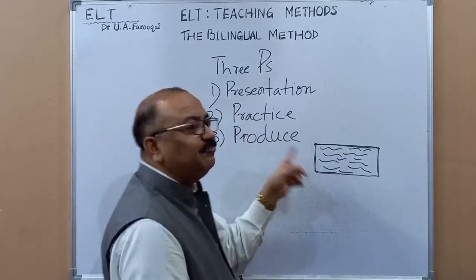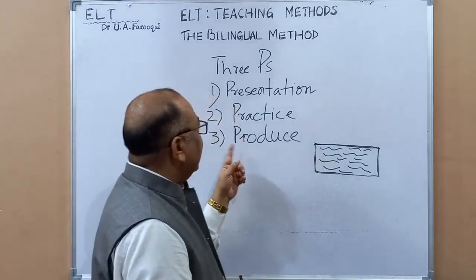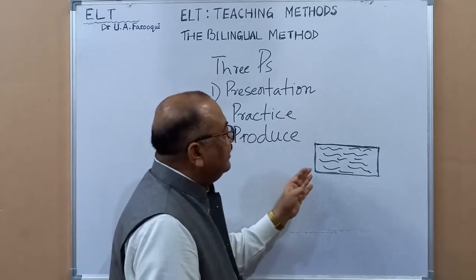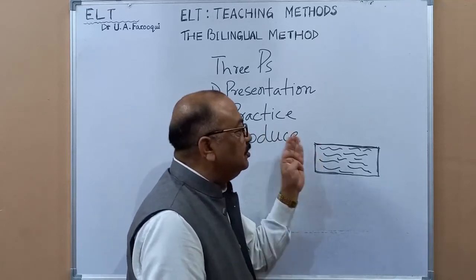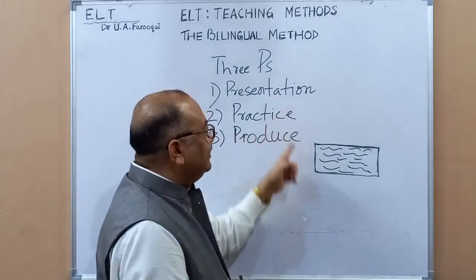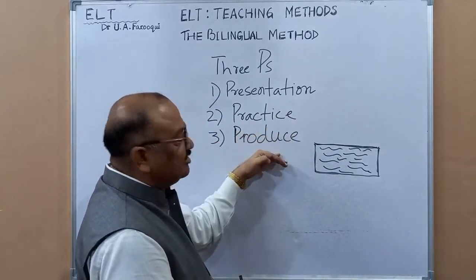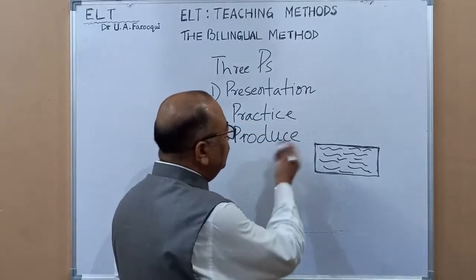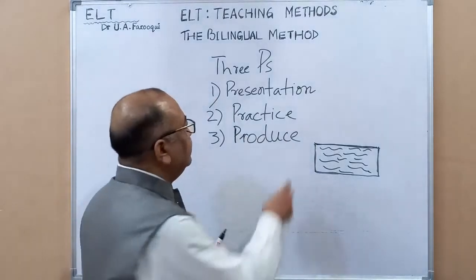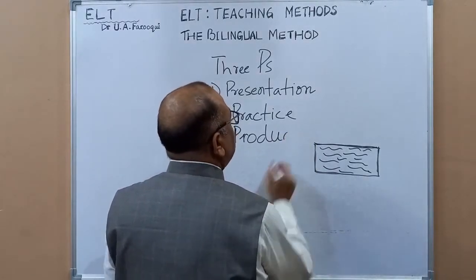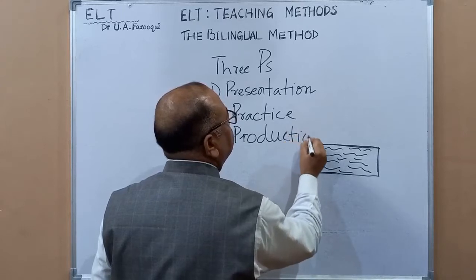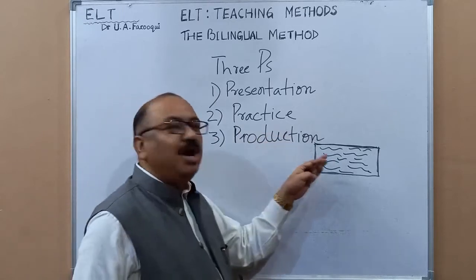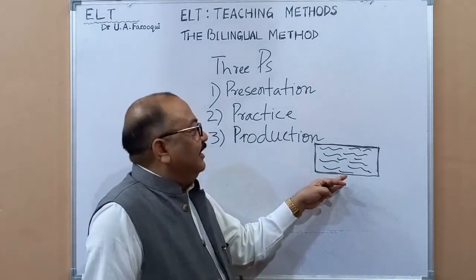The second stage is that of practice. And the last stage is that of production. What does he do here? Here, the students do things on their own. By the time they reach the third stage, it can be produce or production. Let me write production, so that it's easier for you. By the time they reach the stage of production, they already know how to swim. And same in teaching also.